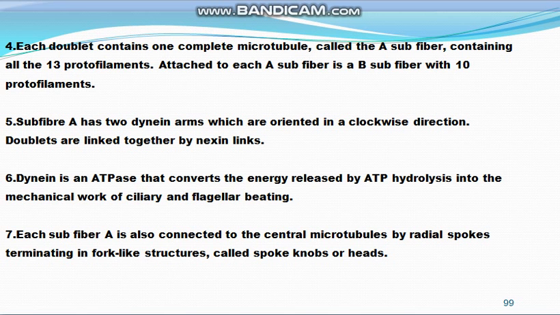Each doublet contains one complete microtubule called the A subfiber, containing all the 13 protofilaments, and attached to each A subfiber is the B subfiber with 10 protofilaments. And subfiber A has 2 dynein arms, which are oriented in a clockwise direction, and doublets are linked together by Nexin links.